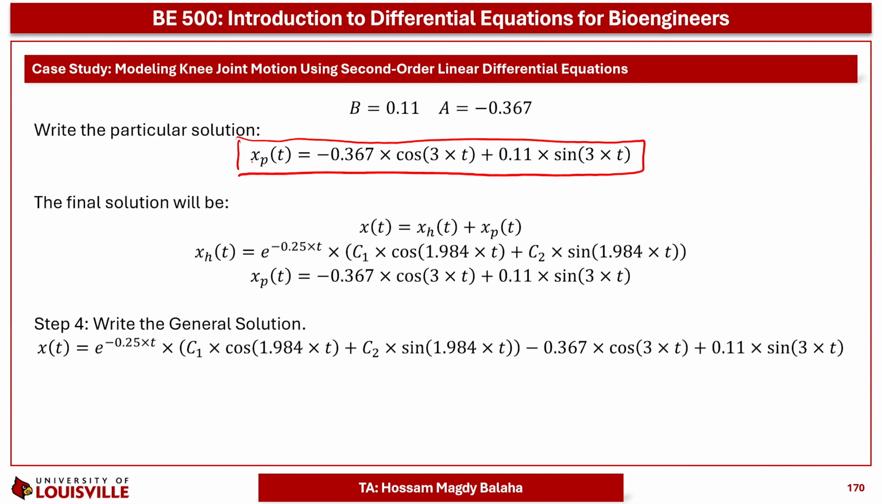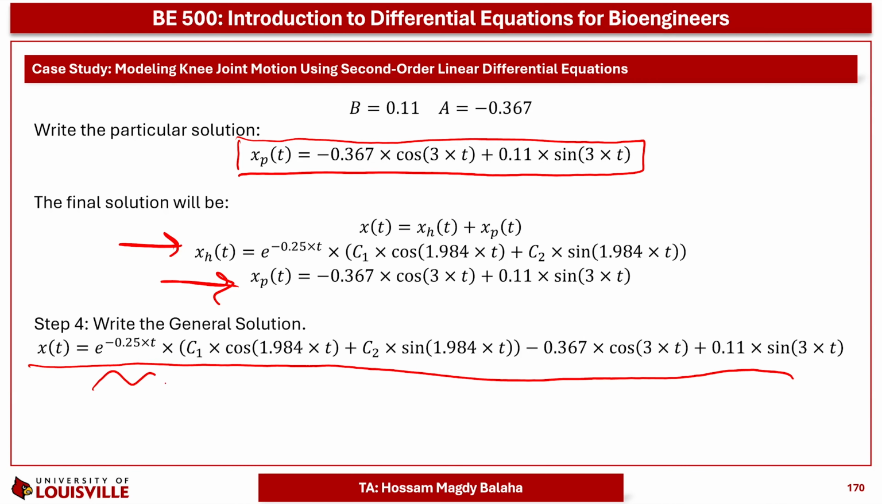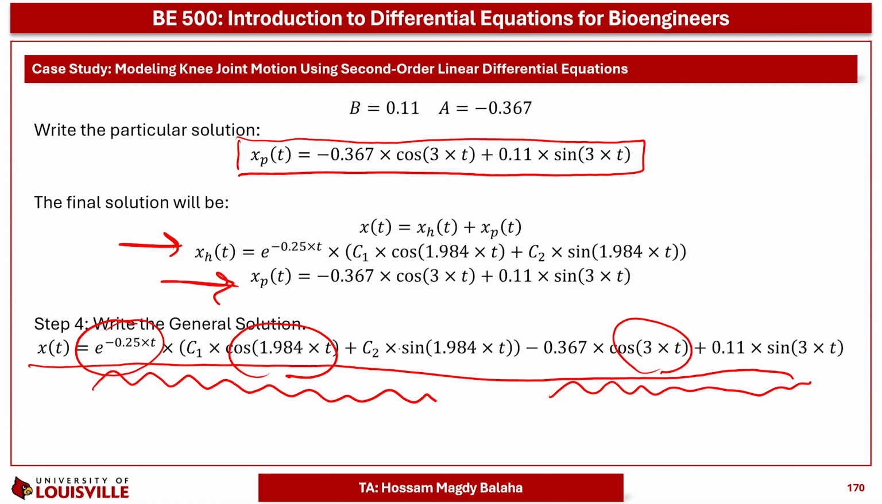We have the homogeneous solution and the particular solution; substitute to get the final general solution that looks like that. This part is homogeneous and this part is the particular. Don't forget to double check that all the terms are unique. We have exponential multiplied by cosine and we have cosine. Exponential multiplied by sine and we have here sine. So all factors are unique.